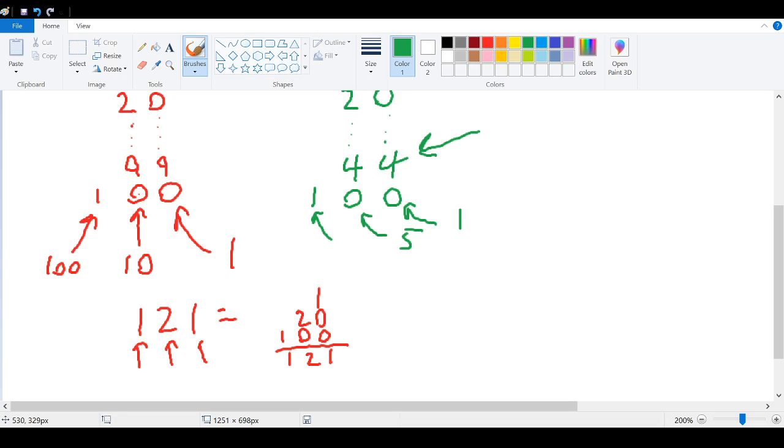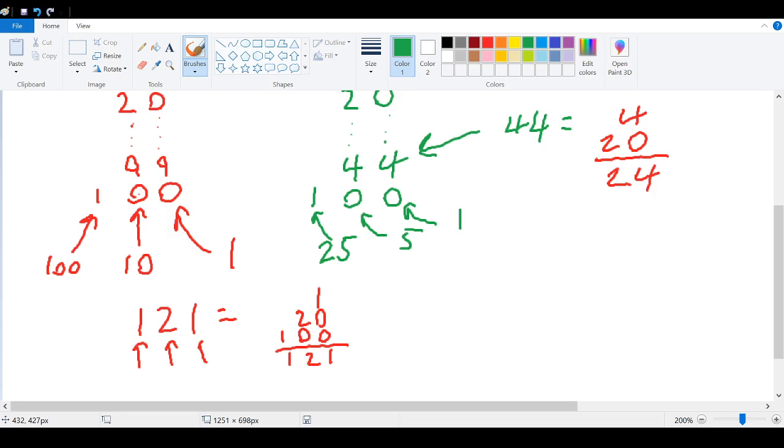Well, 4, 4 in base 5 would equal 4 1s in base 10, but then it would also equal 4 5s, which in base 10 is equal to 20. And so 4, 4 in base 5 would actually equal 24 in base 10. And so 1 more than 24 in base 10 is 25. That means this column here represents the 25s column.